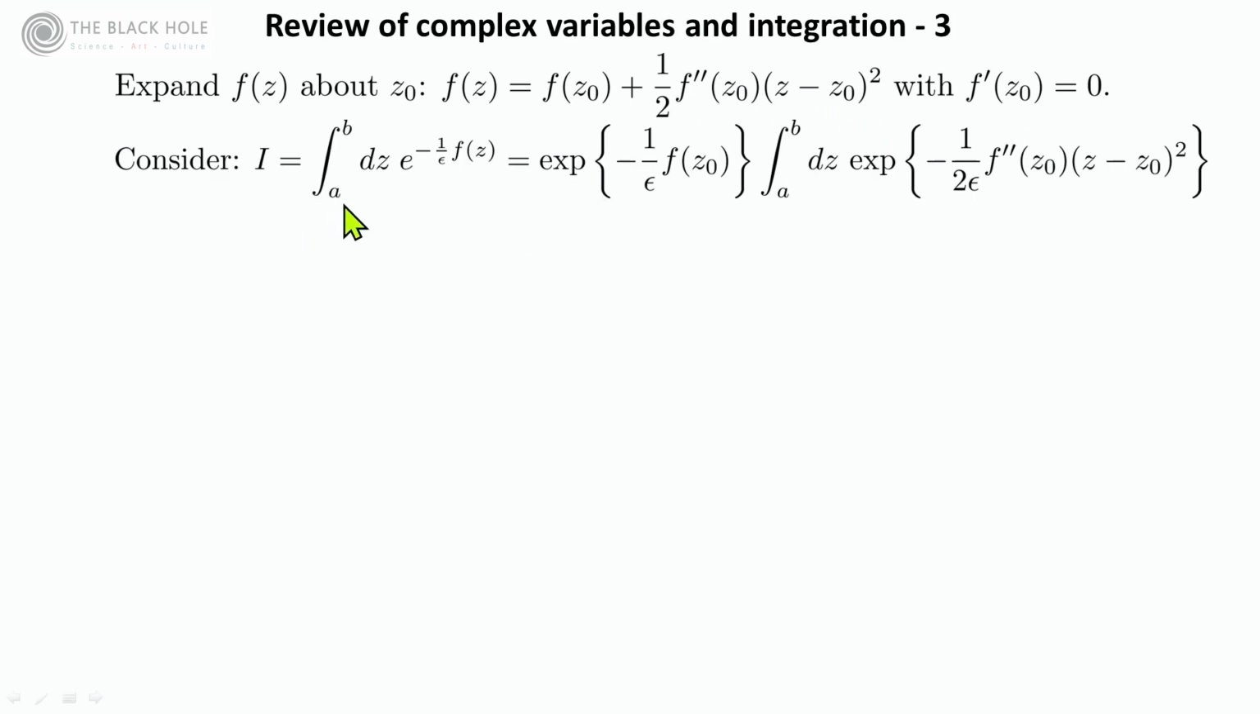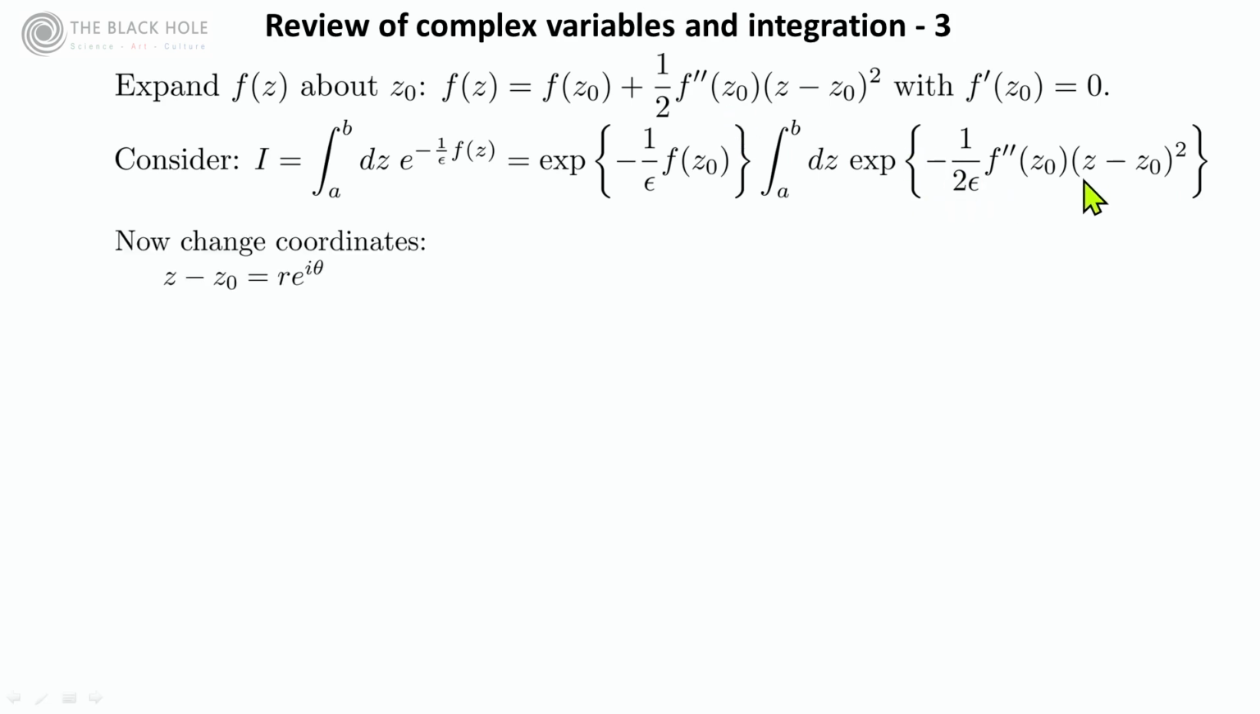Let's then look at this integral from a to b. And here's our integral. I'm just going to stick this in here. So the first term being a constant, I can pull it out of the integral. The second is this. Nothing very much except just put this over here.